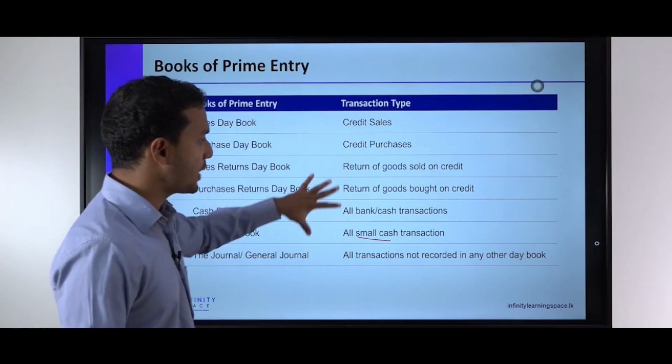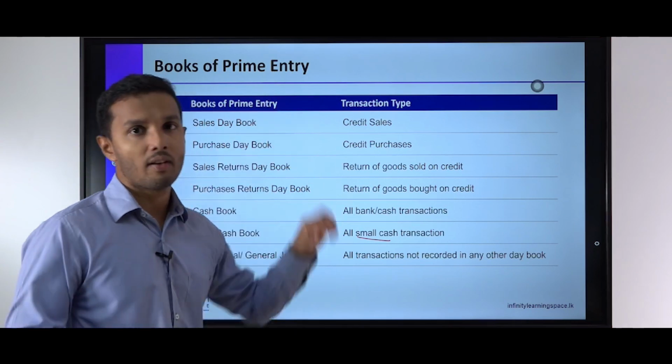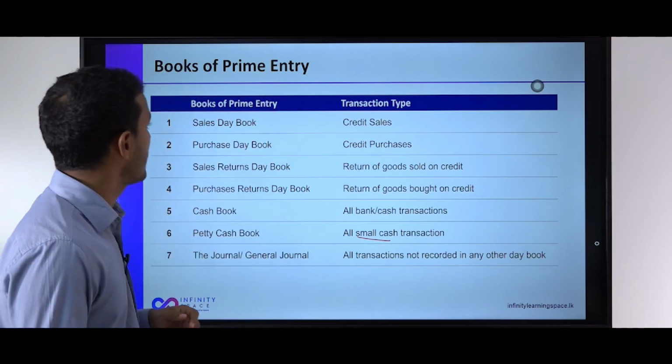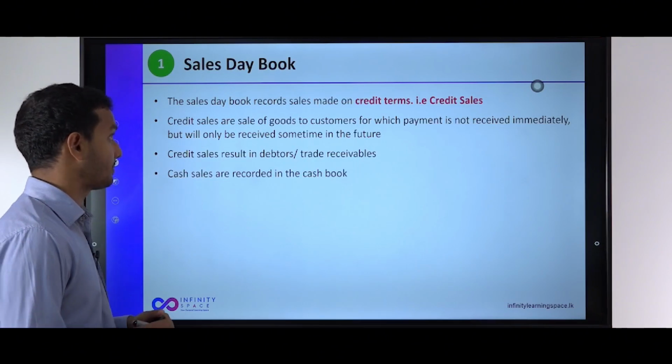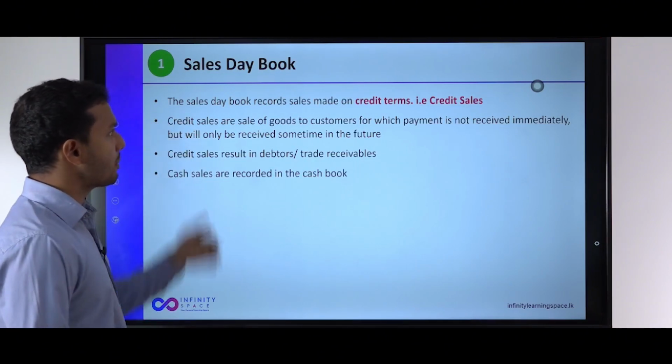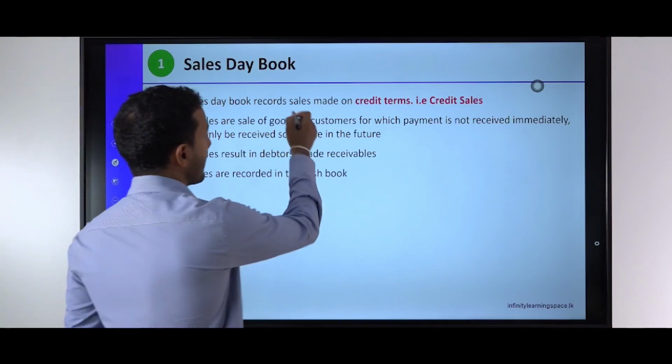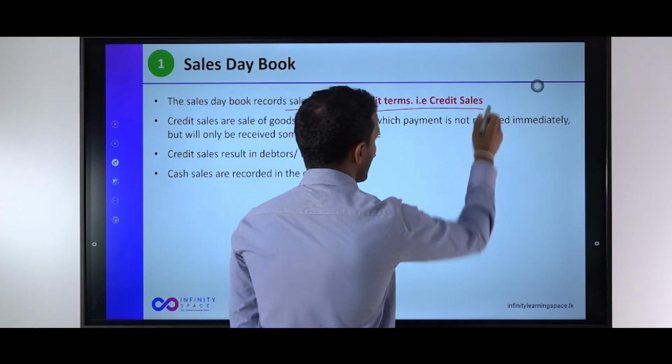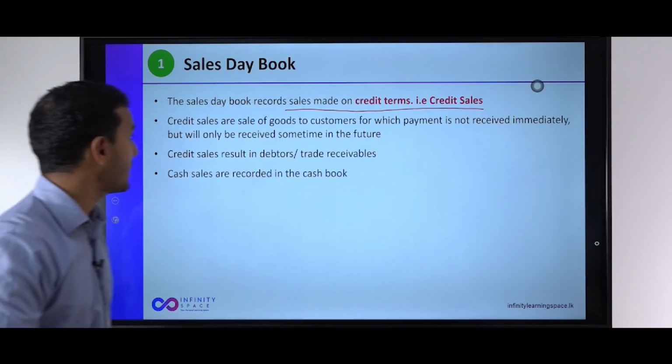So we'll go through each of them and try to understand what they record. We'll start with the sales day book. The sales day book records sales made on credit terms, or what we call credit sales. Now what does that mean?